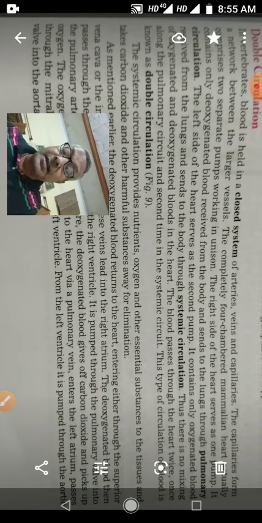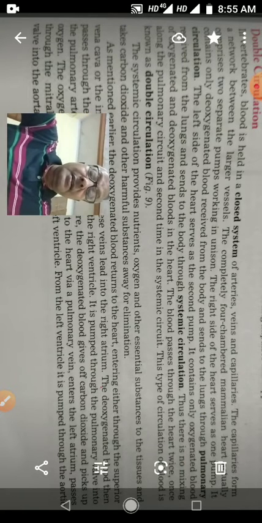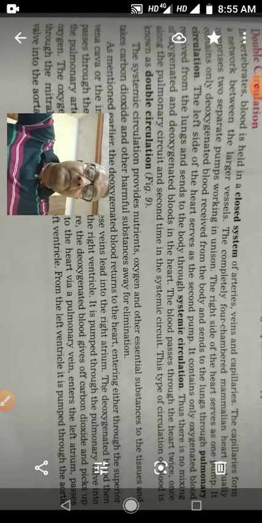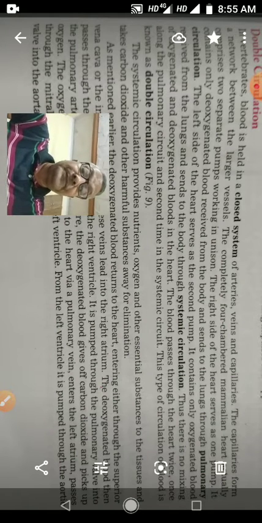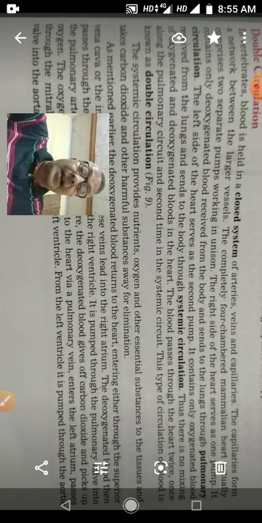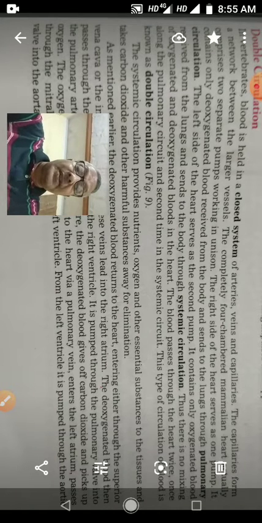So, here the heart is pumping the blood two times. One is the right side of the heart pumping the blood, that is the first pump, and second is the left side of the heart pumping the blood, that is the second pump. Pumping of the blood by the right side of the heart is called pulmonary circulation, and pumping of the blood by the left side of the heart is called systemic circulation.